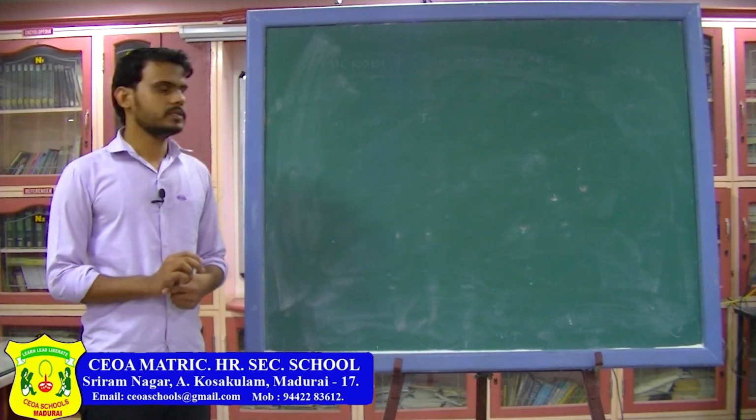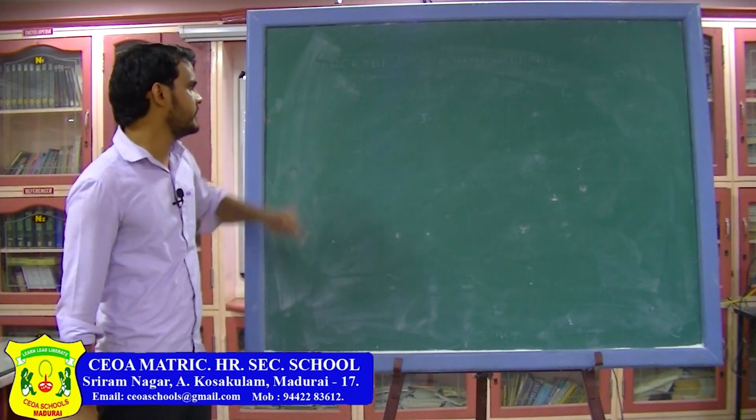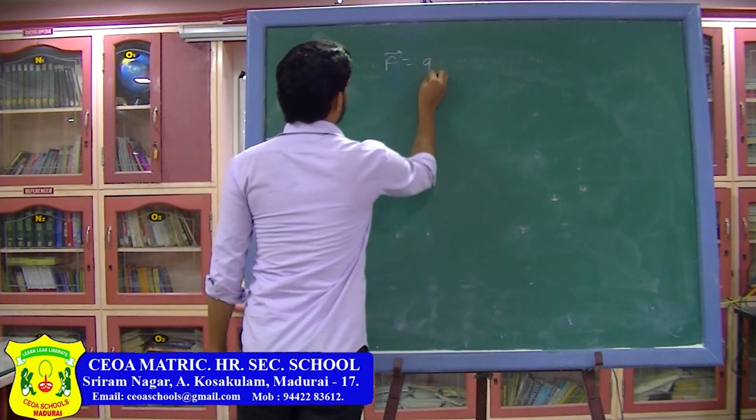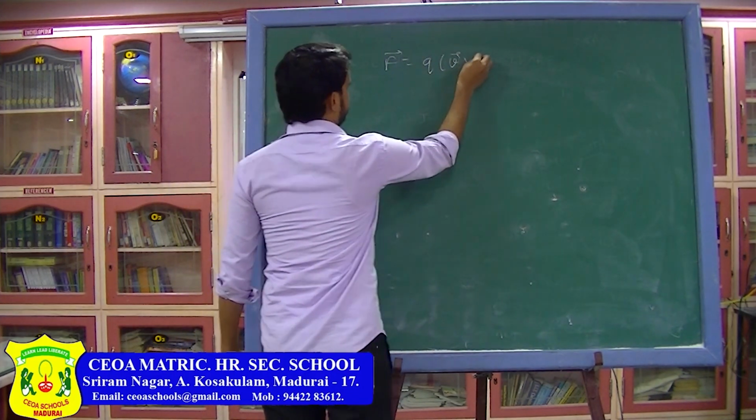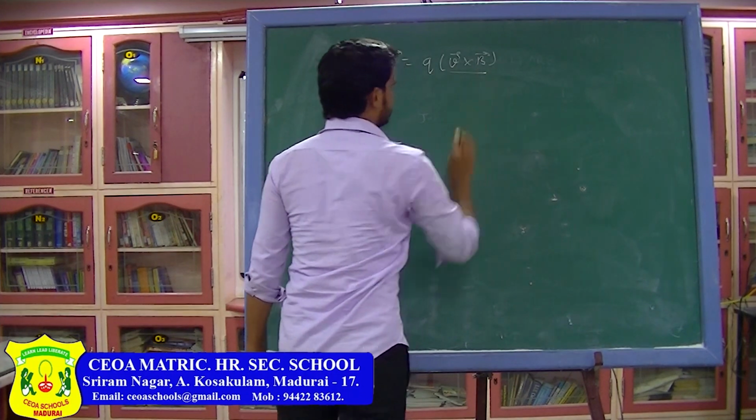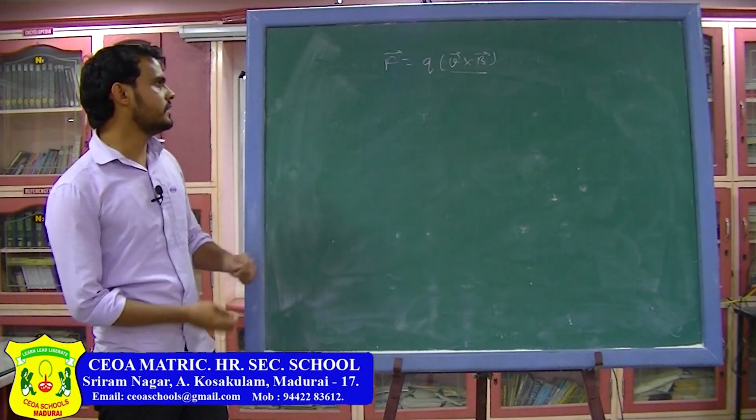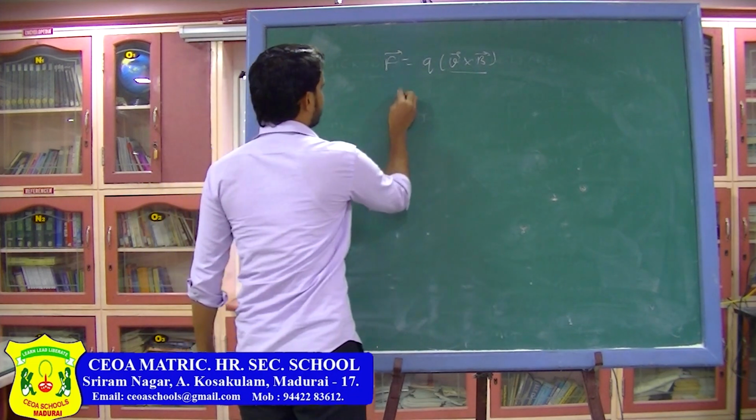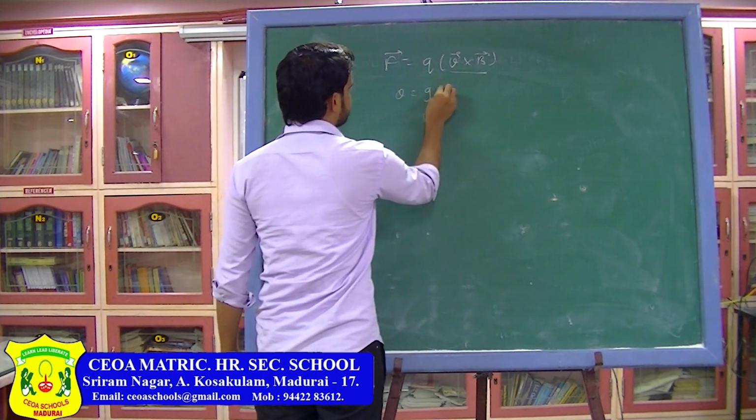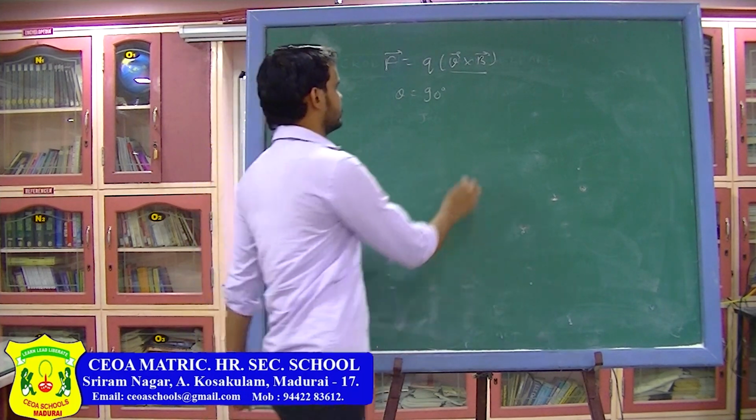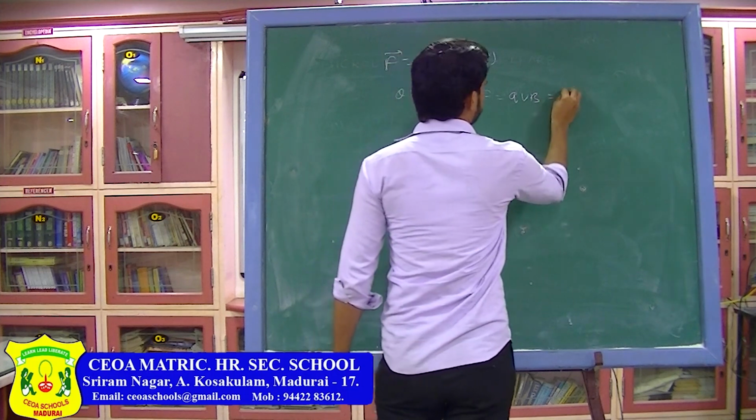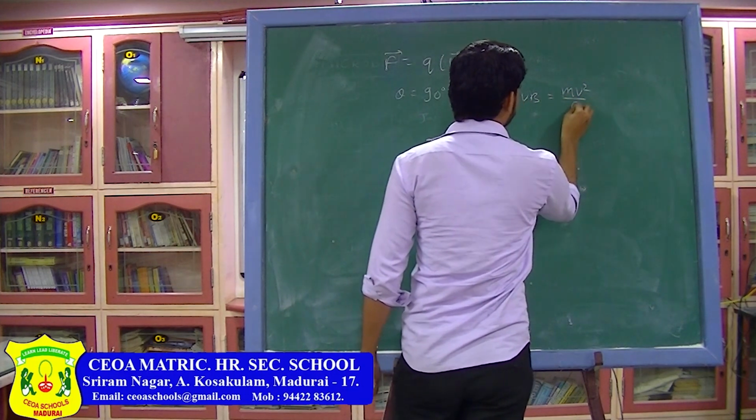Good morning students. So in the previous class we have seen magnetic force. Magnetic force is given as Q V cross B. And in this we have seen different cases in magnetic force. The most important case was when the angle between magnetic field and velocity is 90 degrees. In that case the force is given by QVB, which will be equal to mv square by r.